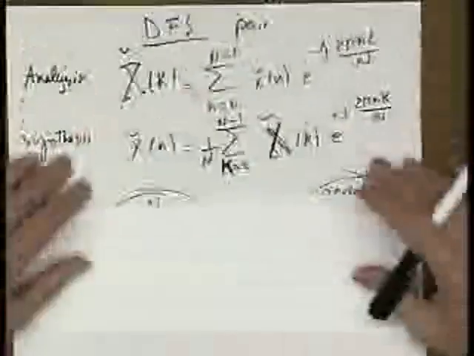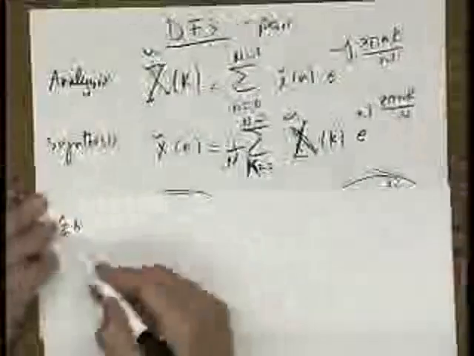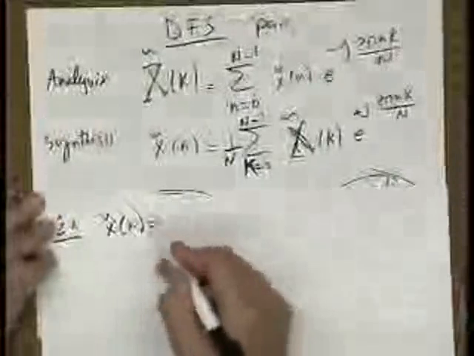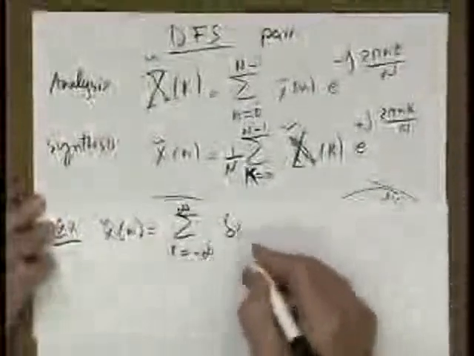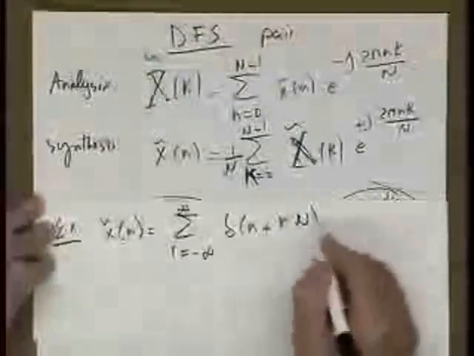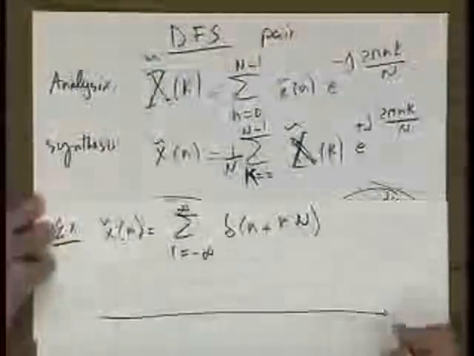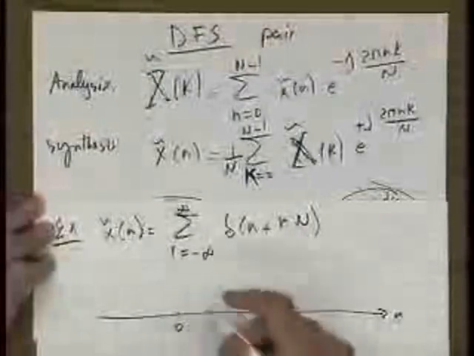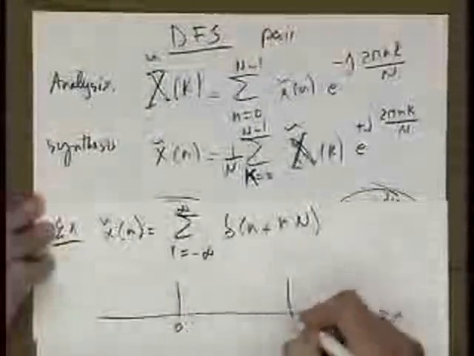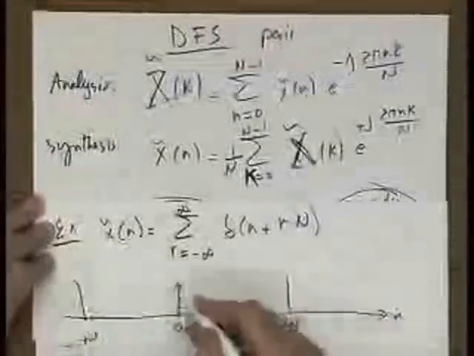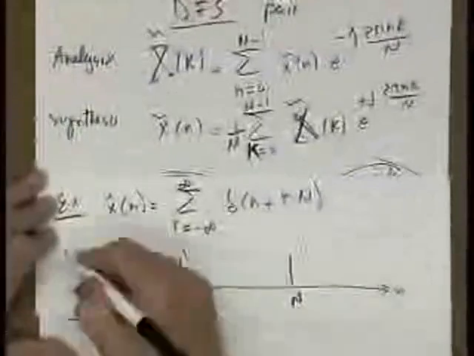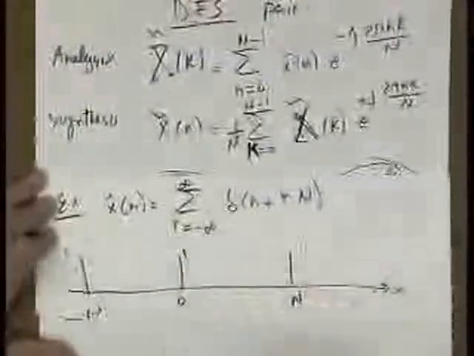Again, zoom up if you can. Suppose that I give you this periodic sequence x of n, which is the summation over r from minus infinity to plus infinity of delta of n plus rN. That's a train of delta functions. It takes on the value 1 here, here, so it's a periodic sequence with period N.